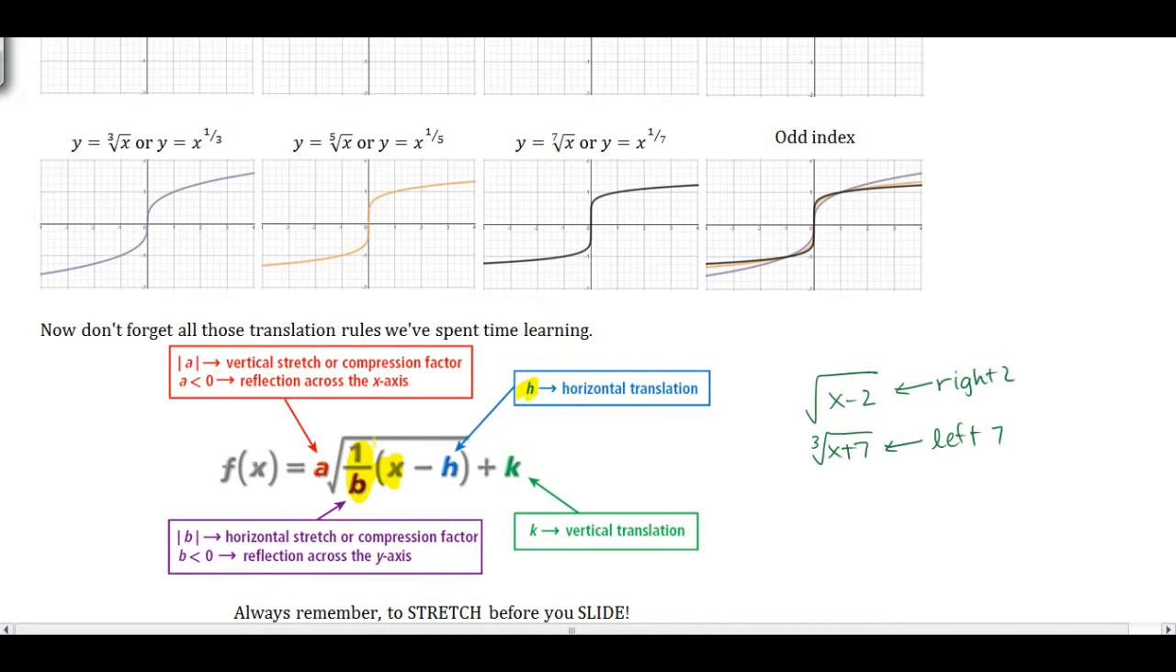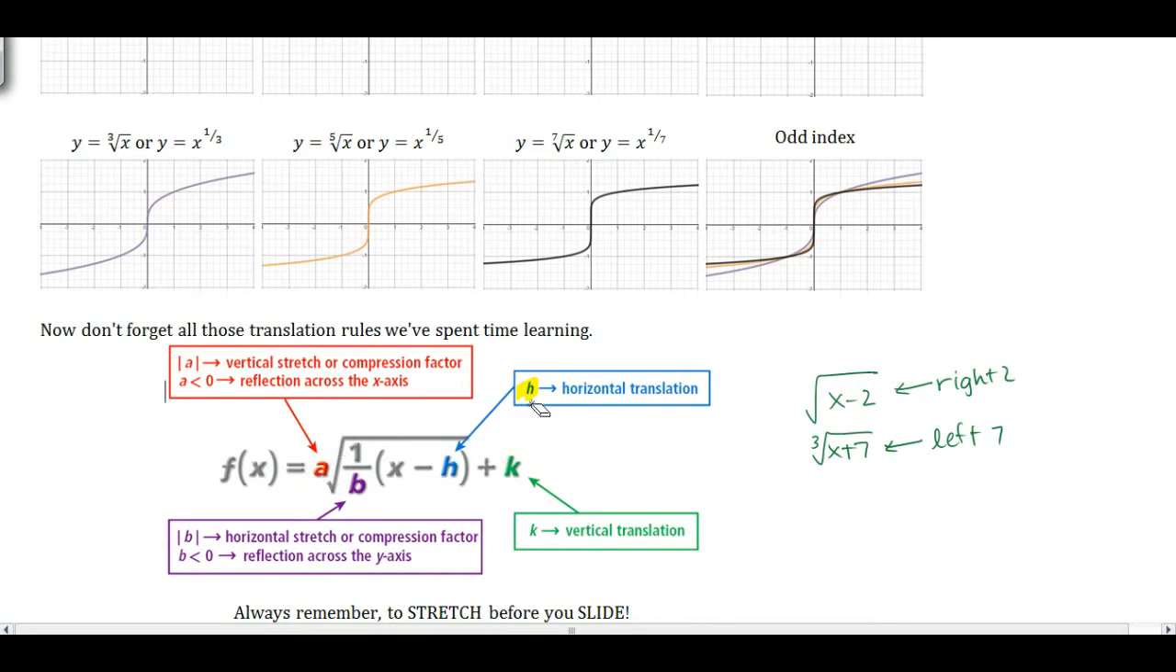So again, kind of opposite, because it's a 1 over b, but we talk about if b is bigger than 1, it's a stretch. And then if you look at the number out front, that's not with the x, that's kind of out front of the radical, so that's normal, and you're just going to read that number, and if it's bigger than 1, it's a stretch, and if it's smaller than 1, it's a vertical compression. So think of smushing the graph vertically.